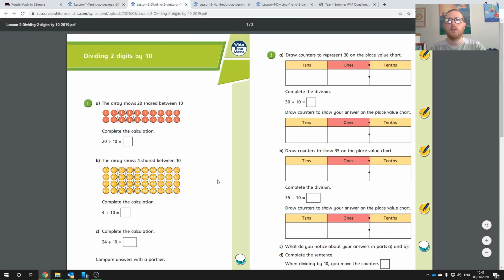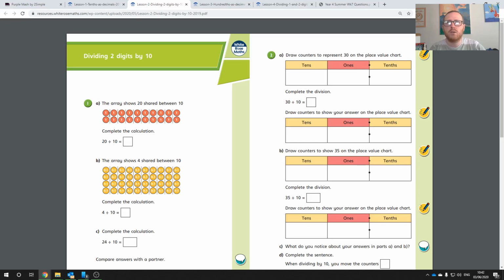Okay. Second one, day 2, is about dividing numbers by 10. Okay, so this is where the recap of the tenths and the hundredths is going to come in really handy, because we're going to be doing some multiplying and dividing numbers by 10 and 100 this week.